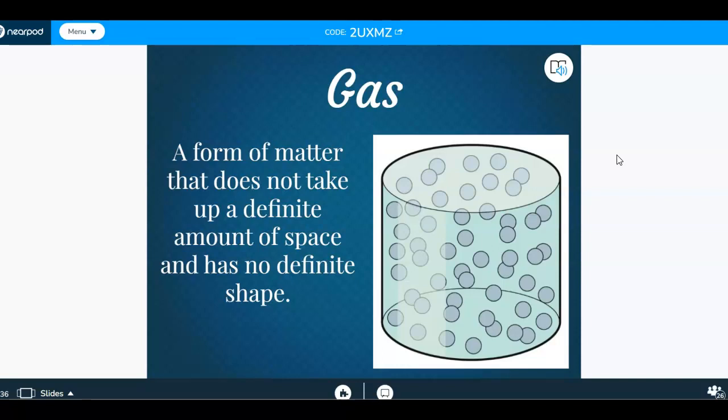Gas. What do you remember about gas? Chloe says no definite shape, which is true. Gas does not have a definite shape, and it does not take up a definite amount of space. You can condense gases inside of things to an extent where there's a certain point where you've got the molecules about as close as you can get them, and you can let that expand and go out. And we talked about yesterday how a lot of people have to put air in their tires this time of year because as it gets colder outside, the air inside of your tire is contracting because it's cold.